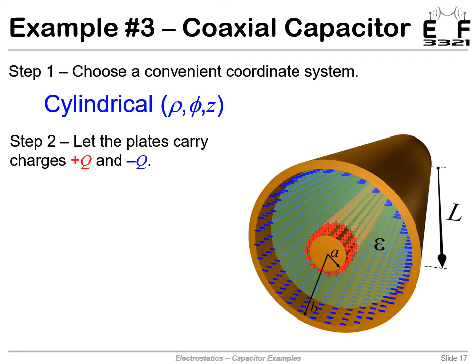Step 2, we're going to let the plates carry charges positive Q and minus Q. We'll choose to distribute the positive charge around the inner conductor and then the negative charge around the outer conductor. Overall, the total charge on the inner conductor is the same as the total charge on the outer conductor, just opposite sign.